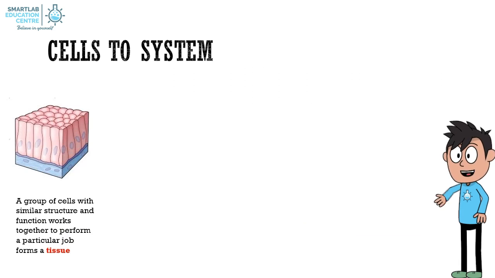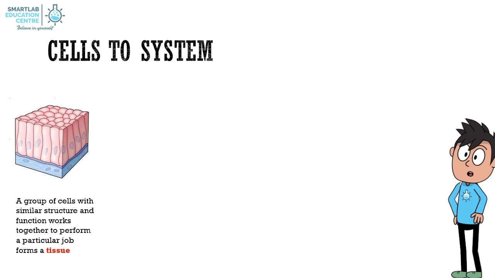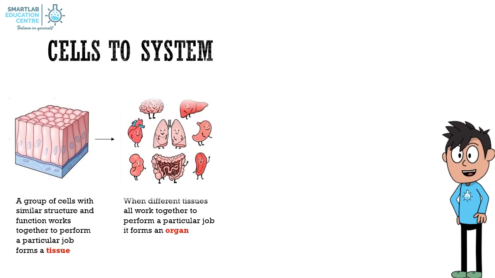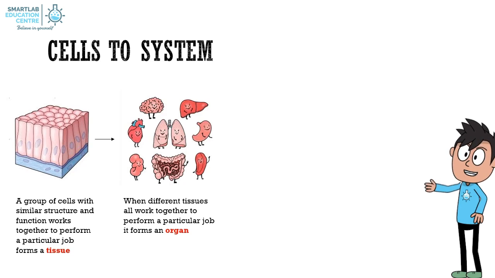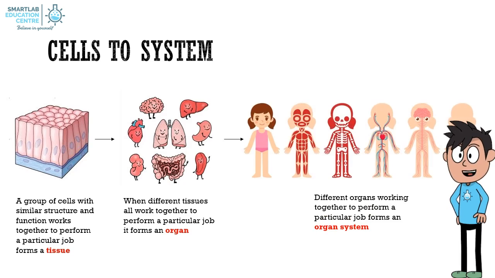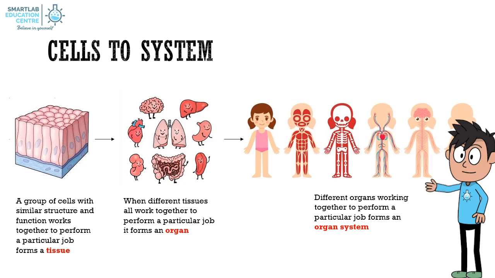A group of cells with similar structure and function works together to perform a particular job forms a tissue. When different tissues all work together to perform a particular job, it forms an organ. Different organs working together to perform a particular job forms an organ system.